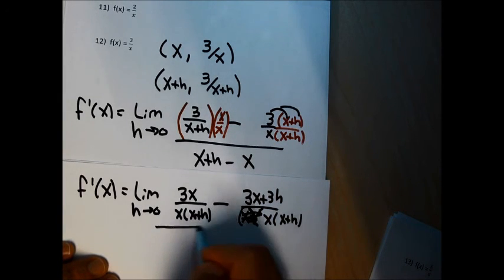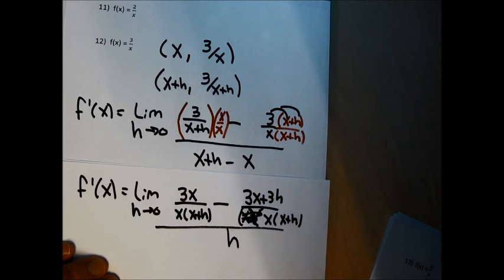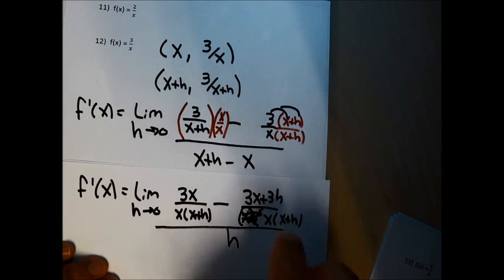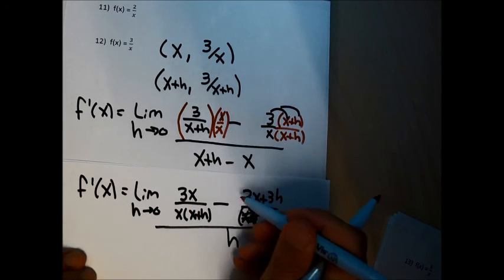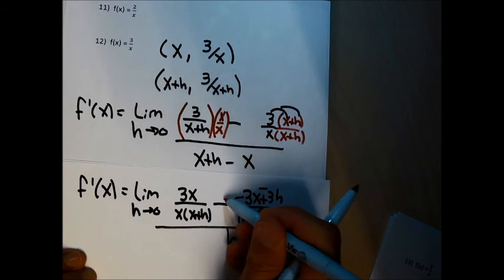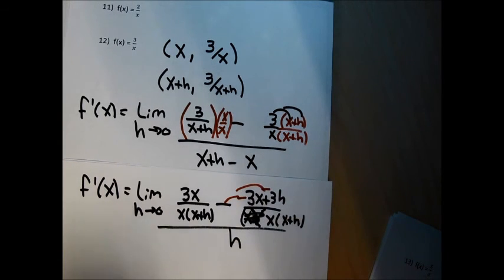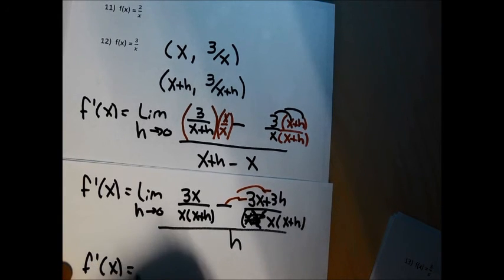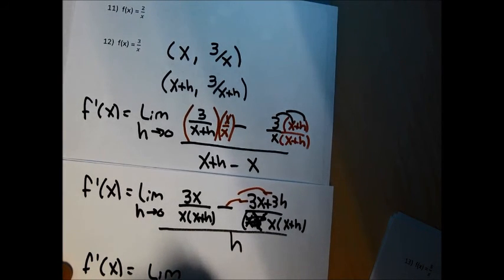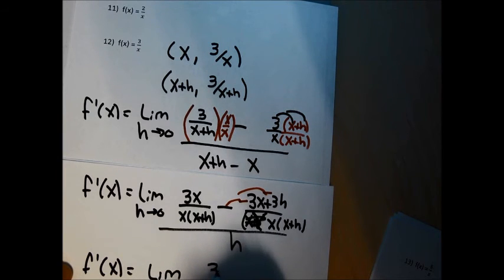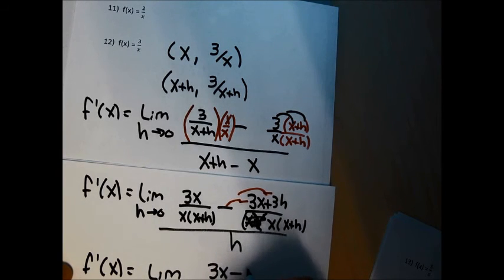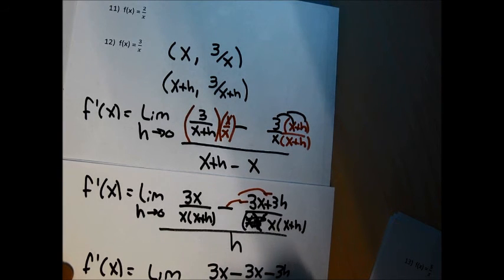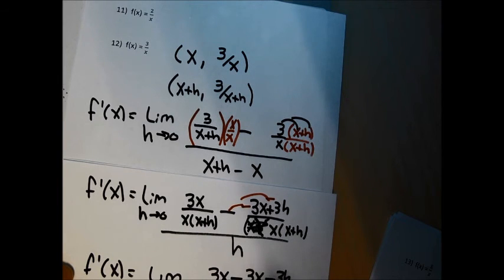And then all over h. I'm going to combine those two numerators together, and this minus sign is going to make that a minus, and it's going to make that a minus. It's going to attach to both of those. So when I attach these together, I'm going to get f prime of x equals the limit as h goes to 0 of 3x minus 3x minus 3h over x times x plus h all over h.